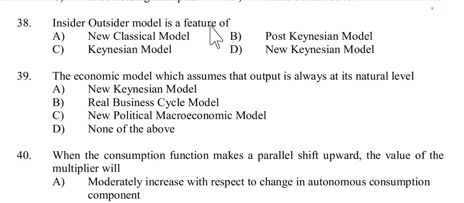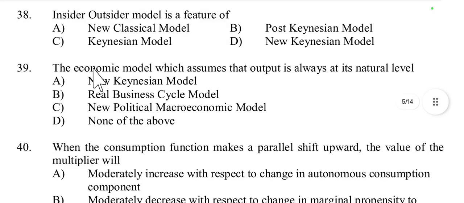Then question number 38. Insider outsider model is a feature of new classical model, post Keynesian model, Keynesian model, or new Keynesian model. Insider outsider model is a feature of new Keynesian model. Option D, because the insider outsider model explains wage rigidity. Insiders, meaning employed workers, influence wages, and outsiders, those who are unemployed, have no bargaining power. So it is a part of new Keynesian theory which focuses on market imperfections.